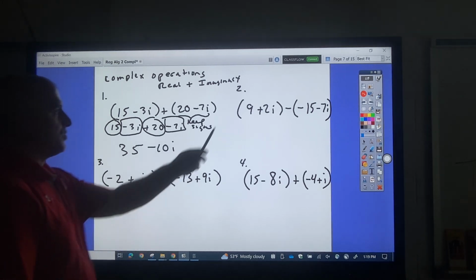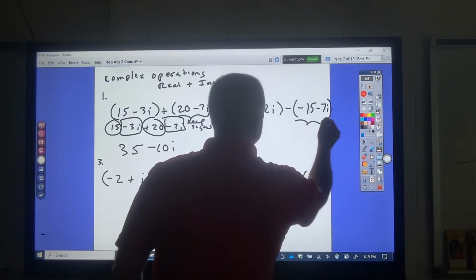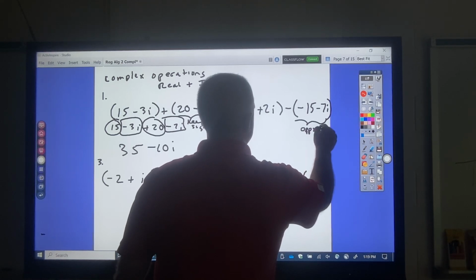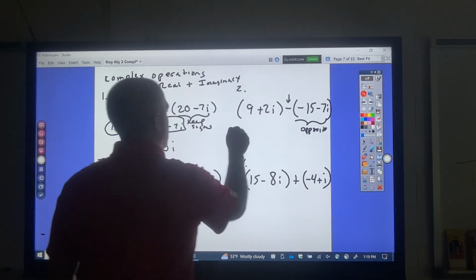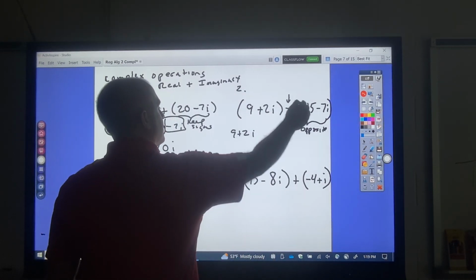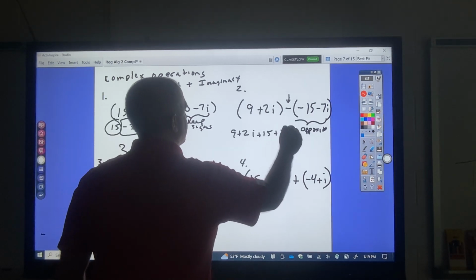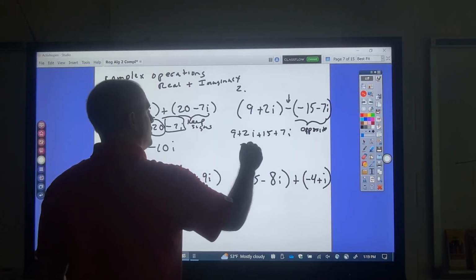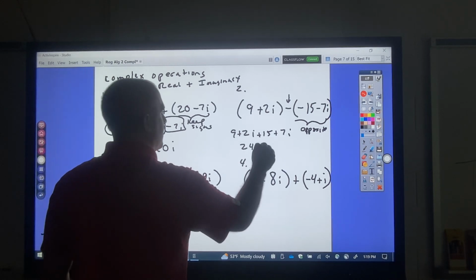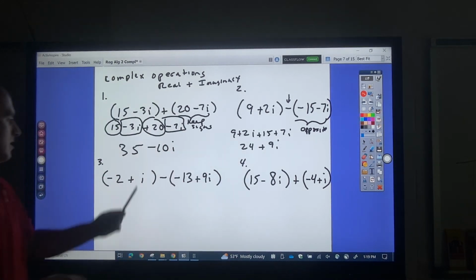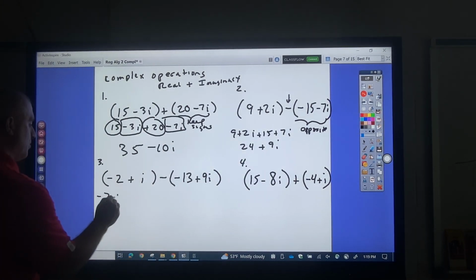Okay? Subtraction means that you use the opposite, because that's subtraction. So I got 9 plus 2i. Instead of negative 15, it becomes positive 15. Instead of negative 7i, it's 7i. So 9 plus 15 is 24. Okay? 2i, and that would be 9i. So that's subtraction.